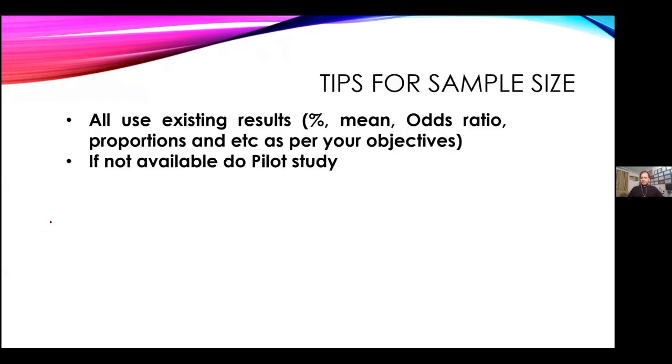Then how to calculate your sample size. Never think that the parent article has a sample size of 30, so I will also take 30. The parent article has a sample size of 90, so I will also take 90. No, the sample size must be calculated on existing literature related to your objectives.